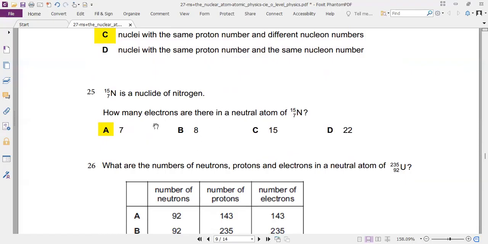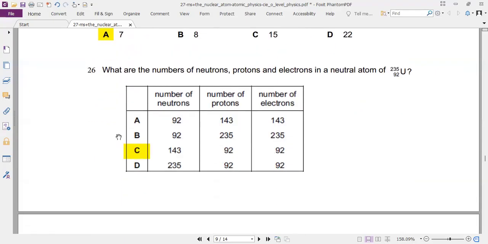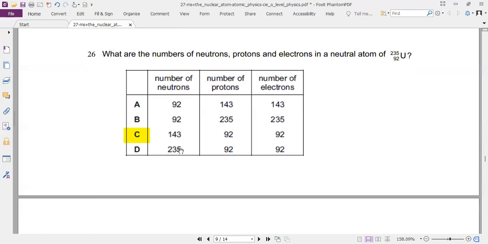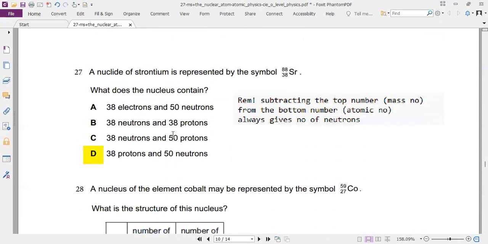N-15 has 7 electrons. Number 26: 92 is the number of protons and electrons, so select C and D. Subtract 92 from 235 and it gives you 143, so these are the number of neutrons. The strontium nucleus contains 38 protons and 50 neutrons.